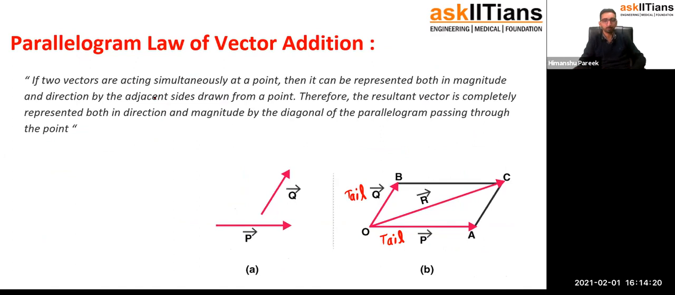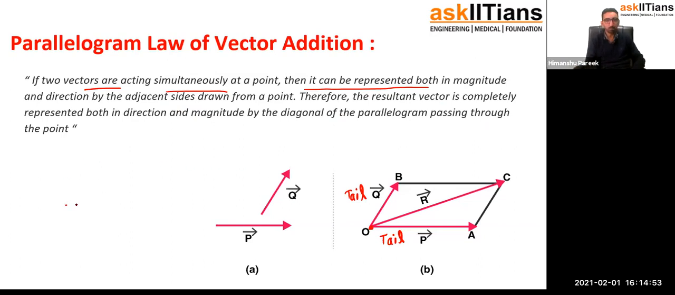Okay, let us read it. If two vectors are simultaneously acting at a point, so here at a point, these two vectors are starting from here, or you can say they are meeting there, then they can be represented both in magnitude and direction by the adjacent sides from a point. Therefore, the resultant vector is completely represented both in direction and magnitude by the diagonal of the parallelogram. Let me make it easy for you. So what basically they are saying?